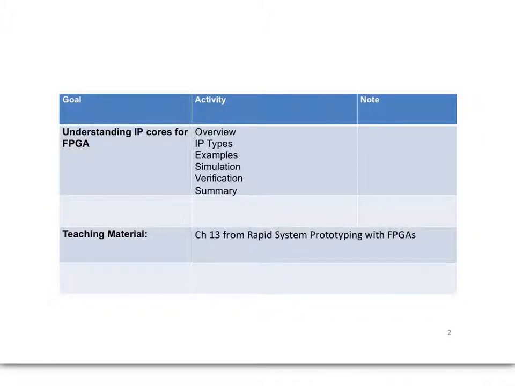So what we are looking at today is to get an understanding of what an IP core is about, get an overview of the different IP types, look at a couple of examples, discuss why simulation still is important, and discuss how we can verify an IP block, and then try to summarize a bit. And then there's a lab for you as well. On Blackboard, chapter 13 from this book, Rapid System Prototyping with FPGAs, is available as PDF, and you should probably run through it to get an overview of the text that supports these slides.